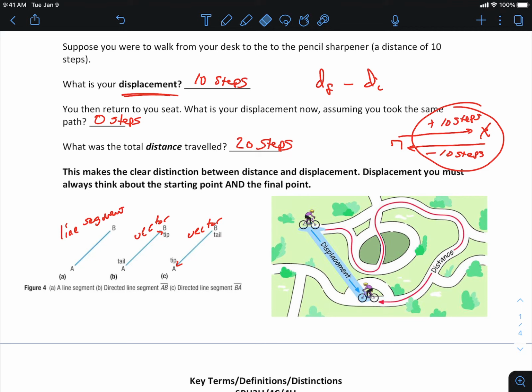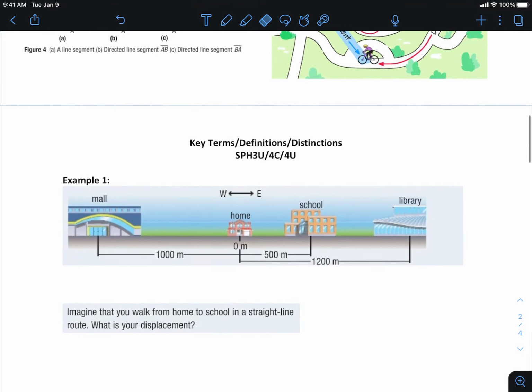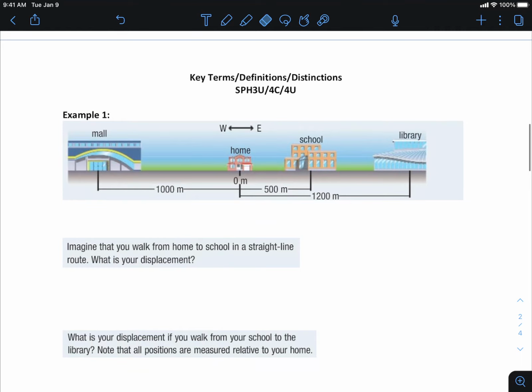Okay. This picture here does a pretty good job as well, depicting the difference between displacement and distance, right? You can see a bicycle going through a mazy kind of path. That's the distance. But ultimately, from here to here is their displacement relative to where they started and where they are at the end. Okay. So we're just going to run through a couple examples here. Nothing too crazy.